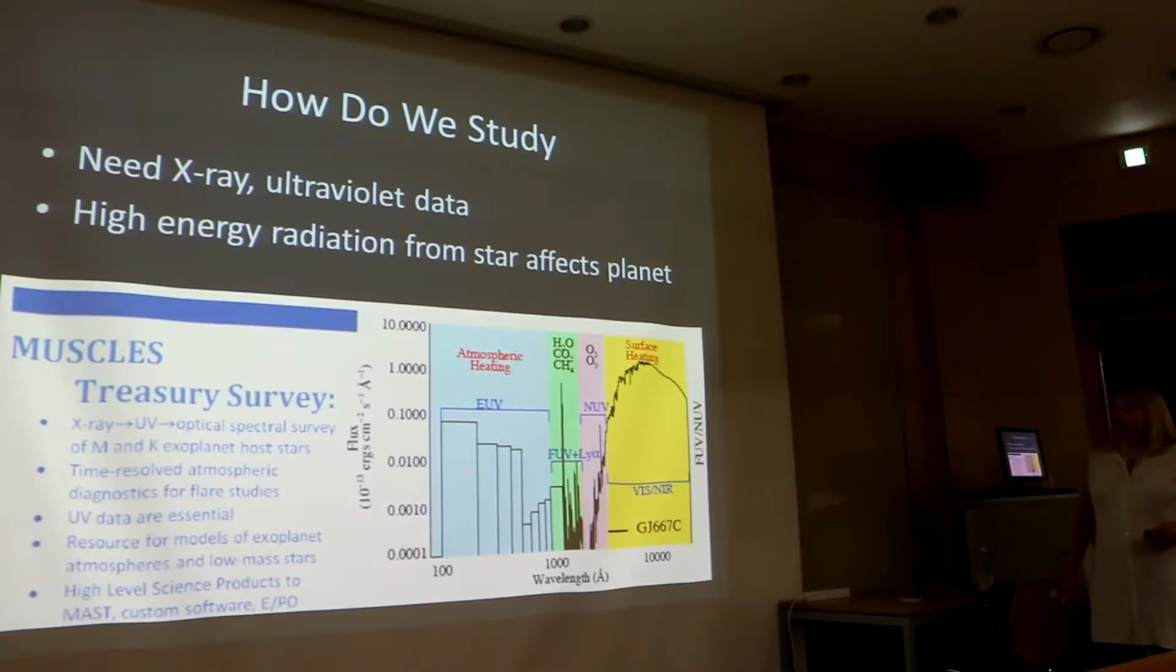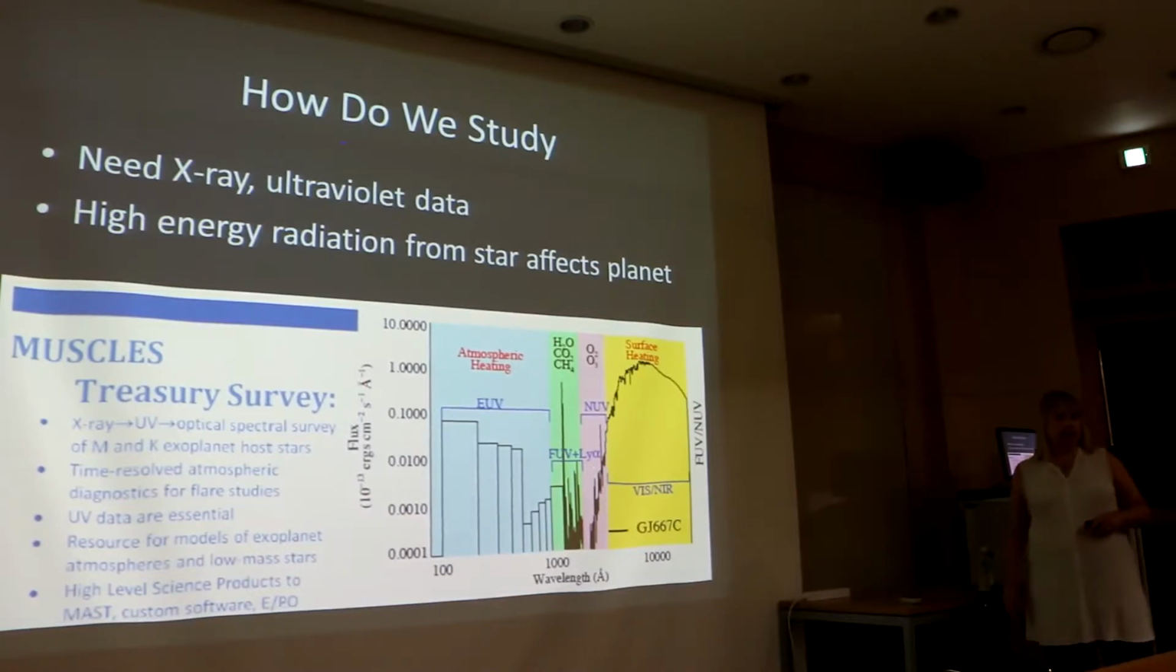We can't see this extreme ultraviolet directly for most stars. There's hydrogen in the galaxy that absorbs that before it reaches us, so we don't see it. So instead we use UV and X-ray data to infer, to guess what we see in EUV.